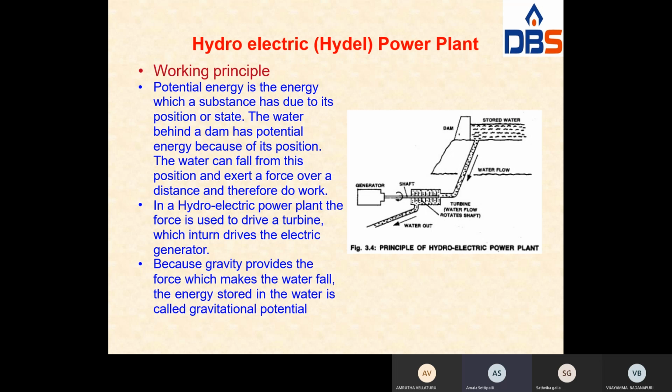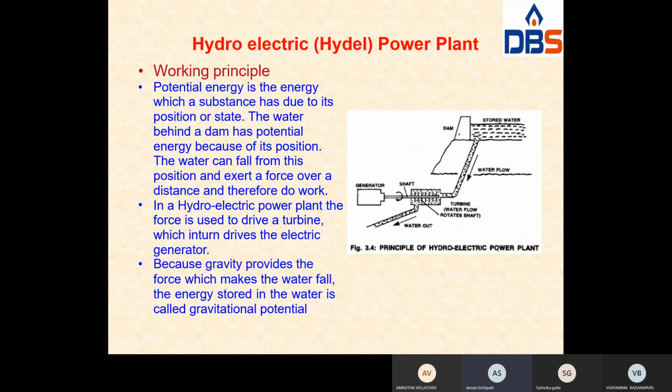Hydro means this is a renewable energy source. That means it occurs naturally in nature. So from the water, how do we get electricity? We are seeing that in the hydroelectric power plant. First, the working principle.